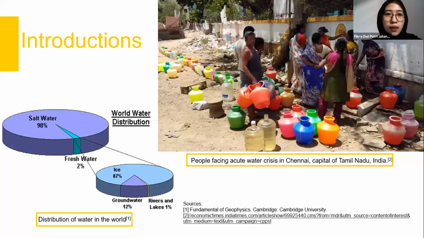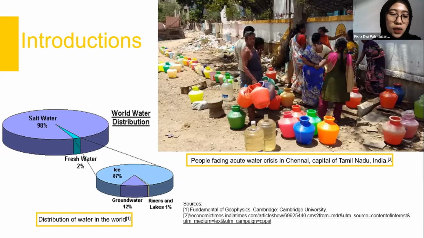So this is the first. This is the distribution of water in the world. Fresh water in the world is only 2%, and salt water has 98%. Of the fresh water, 87% is ice, and groundwater has just 12%, and the last, rivers and lakes, just 1%.